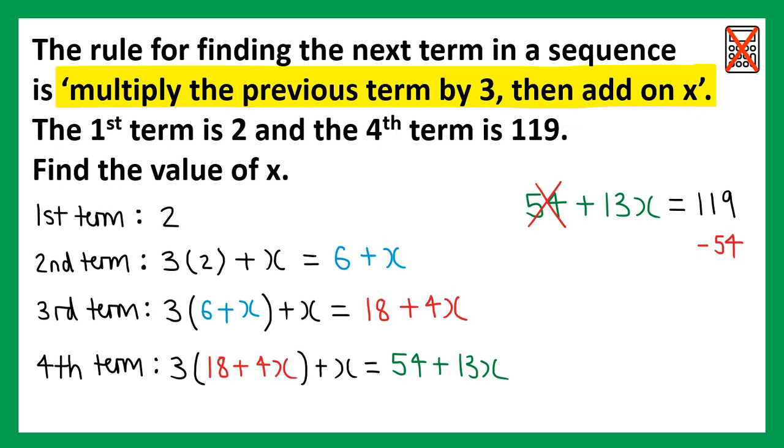Subtracting 54 from both sides will give me 13x, which is 65, and dividing by 13 on both sides will give me x, which is 5.